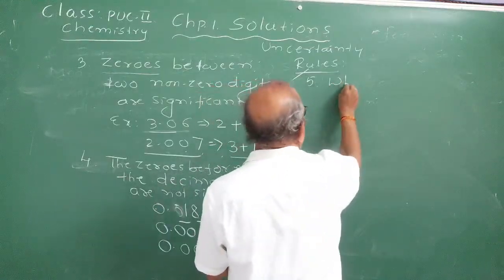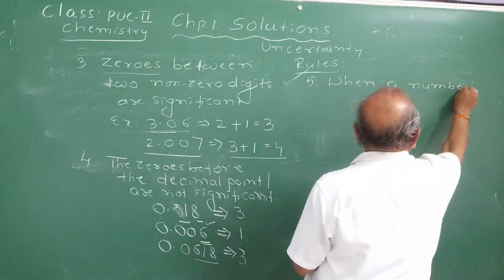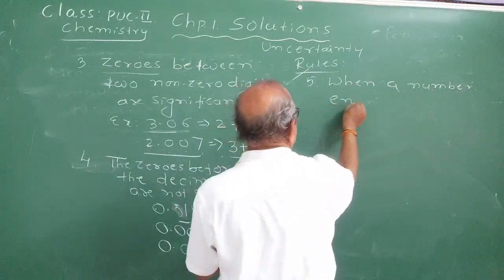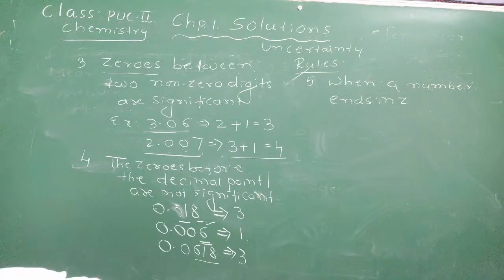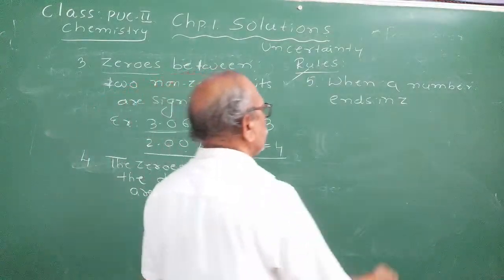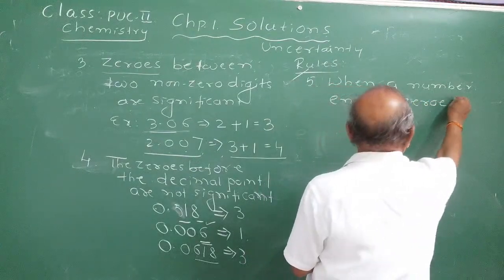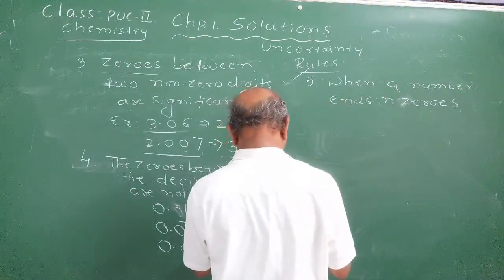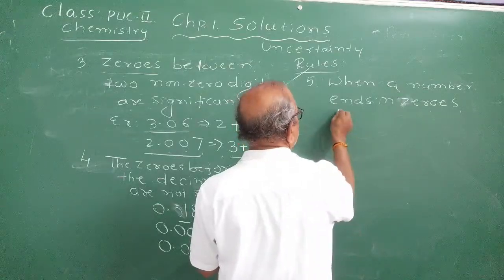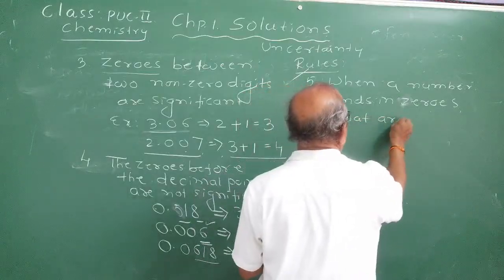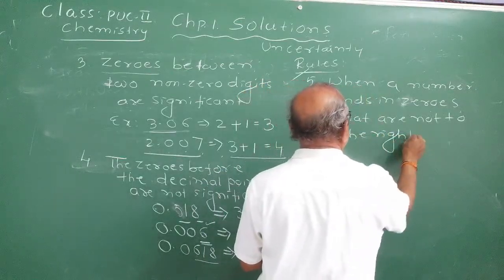Next rule is when a number ends in zeros that are not to the right of the decimal point, the zeros to the right of significant figures.